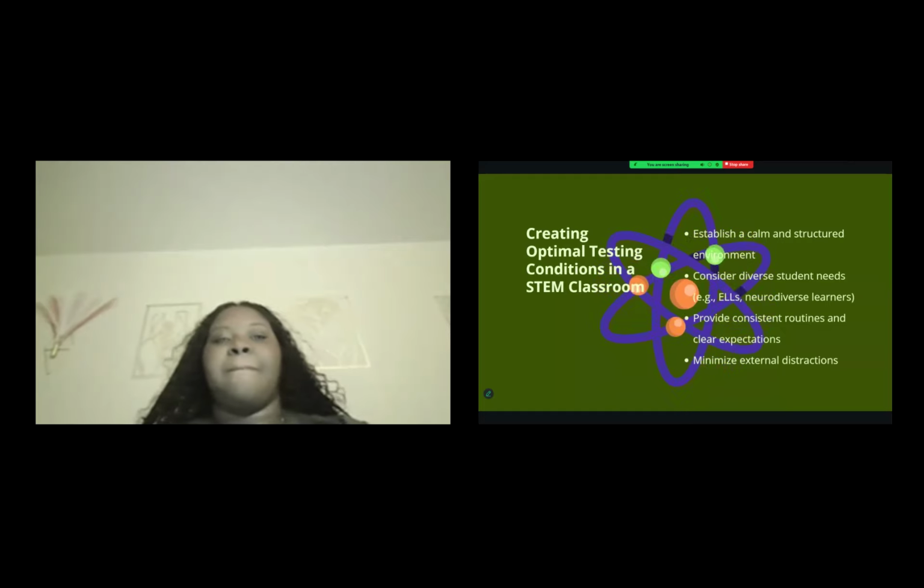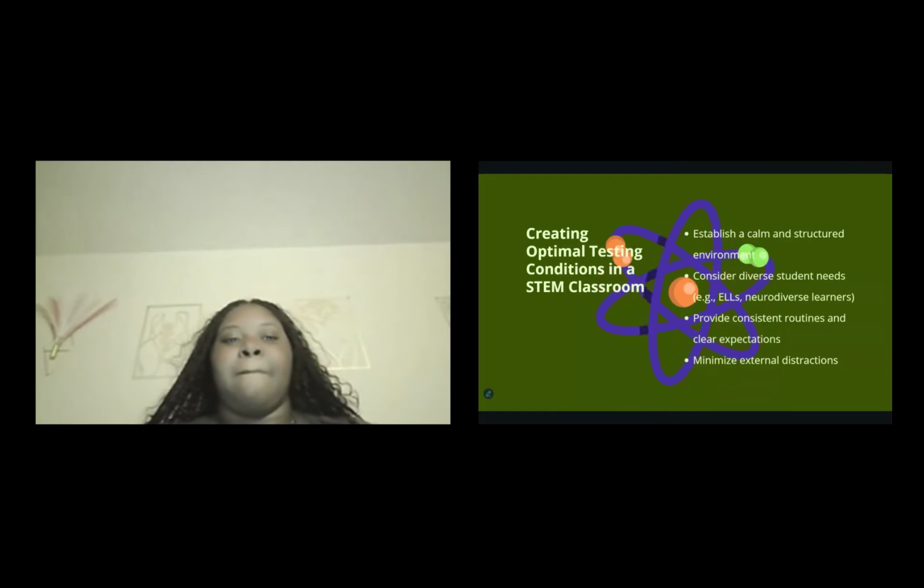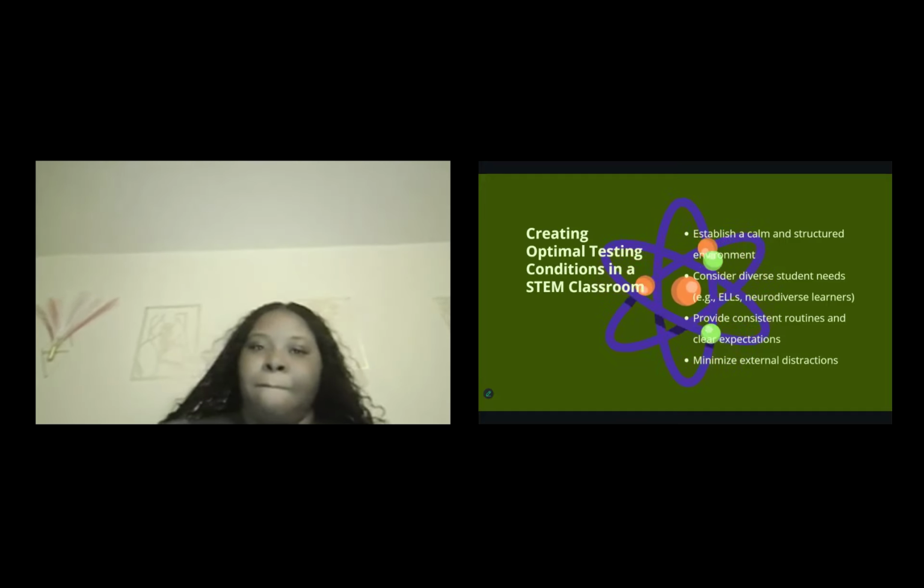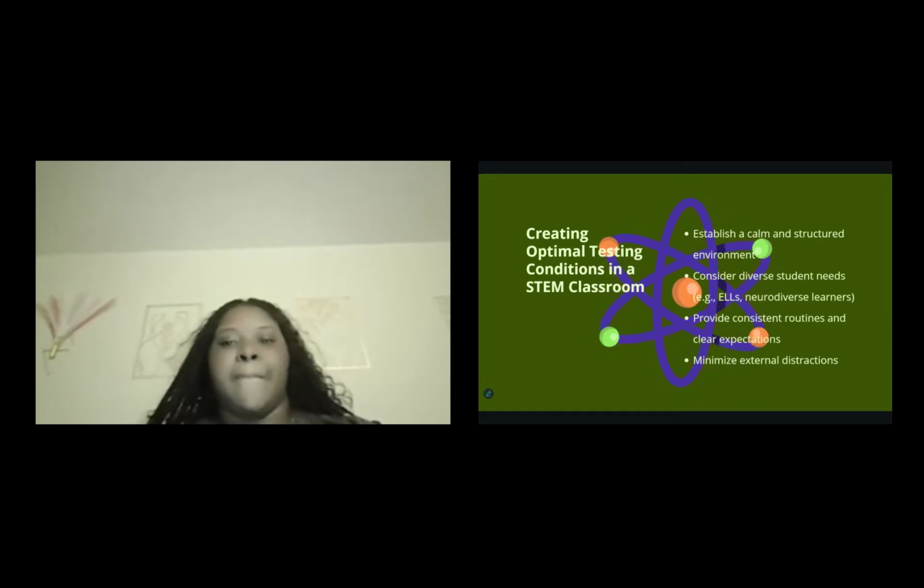To begin, slide one: we are creating optimal testing conditions in the classroom. Of course, we have the before, the middle, and the after, and we're just going to brush up on the before. First things first is to establish a calm and structured environment. Consider the diverse needs of students, for example our ELLs and diverse learners, and provide consistent routines and clear expectations. Also, minimize external distractions.